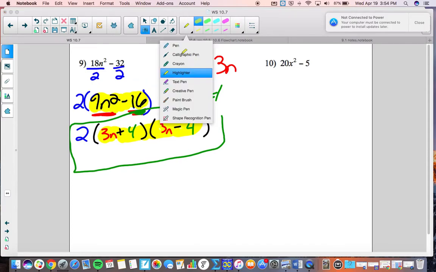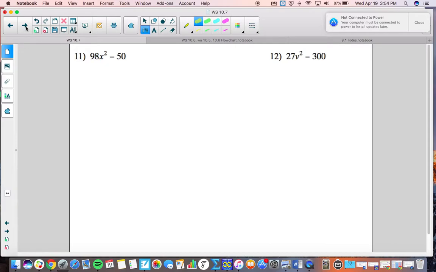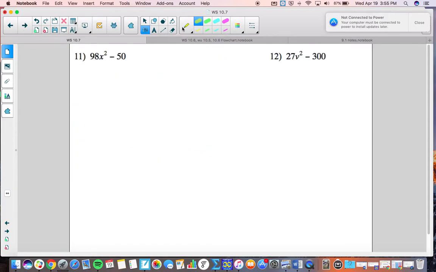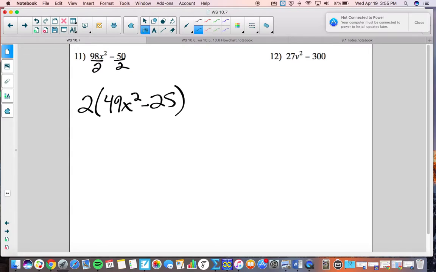To look at that one more time, is there a tougher one than 10? I don't know. I'll do number 11 instead. So number 11, there's no square root or perfect square. 98 is not a perfect square. So let's see if we can factor something out. I think 2 goes into both of them, and I like that because then I get 49x squared and 25.